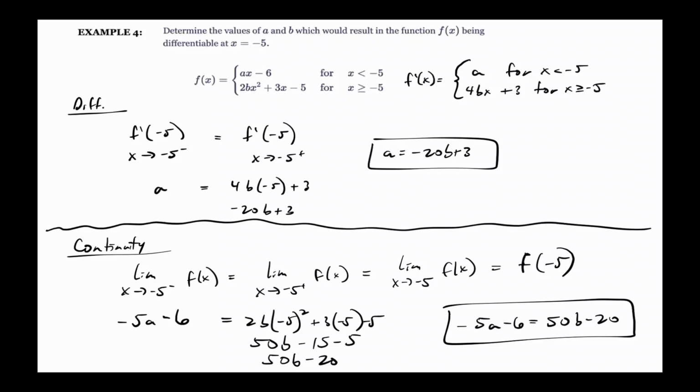So yesterday when we finished, we had two equations. One was based off differentiability, one was based off continuity. We went as far as we could because we had A and B. So our last step is to actually figure out what A and B are. We're going to do it the same way we did number 3 yesterday.